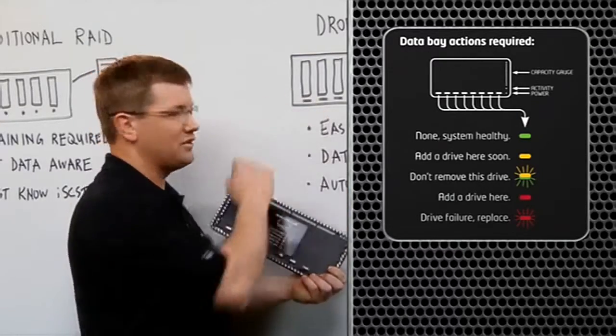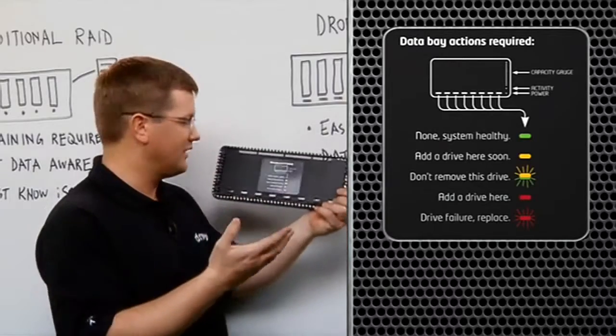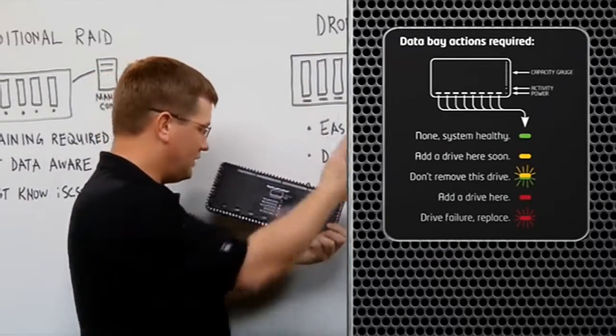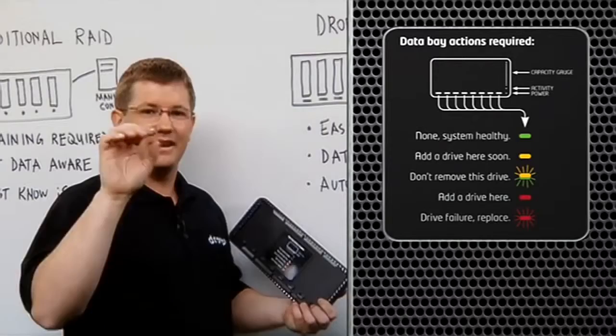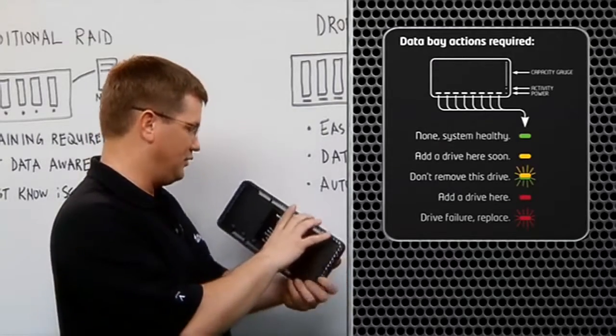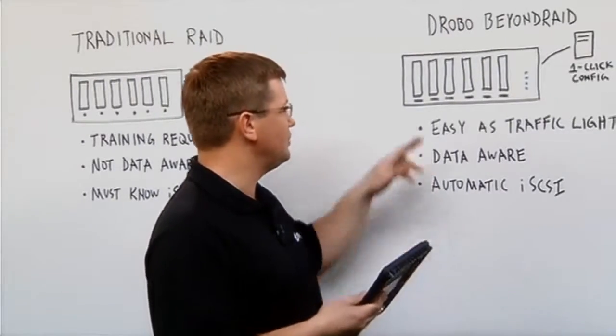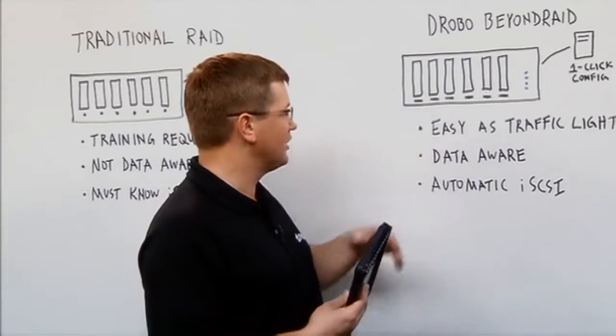For example, if a drive is healthy, there'll be a green light. Everything's good. If a drive happens to fail, it'll blink red, saying you need to replace me with a new drive. So it's very easy to manage a Drobo just by looking at the lights.